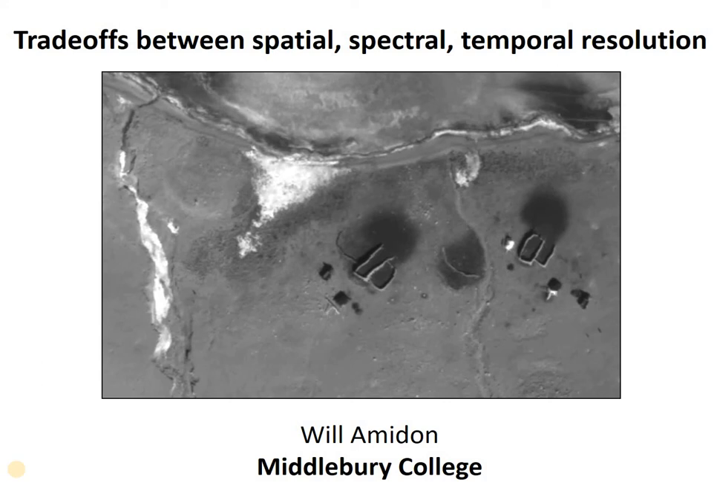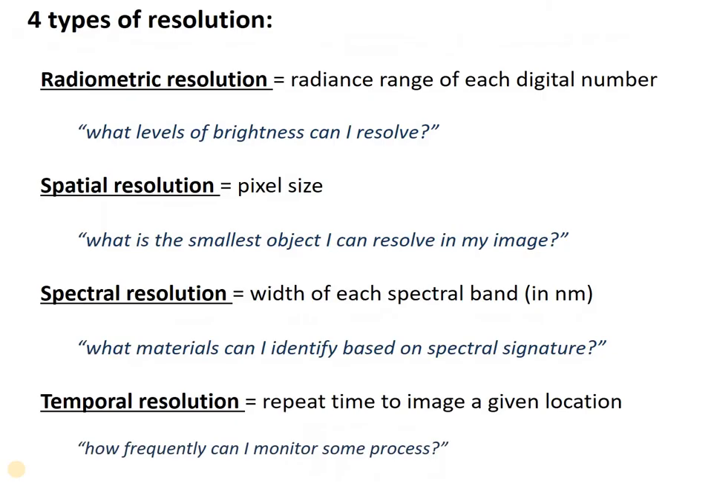Hey everybody, in this video we're going to look at some trade-offs between spatial, spectral, and temporal resolution in satellite imagery. So there's four types of resolution we might think about in remote sensing.